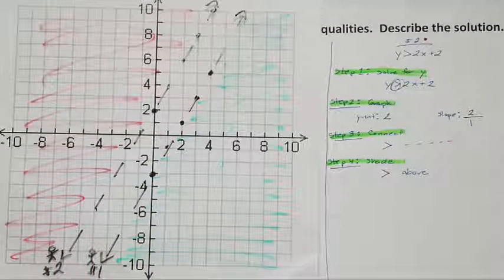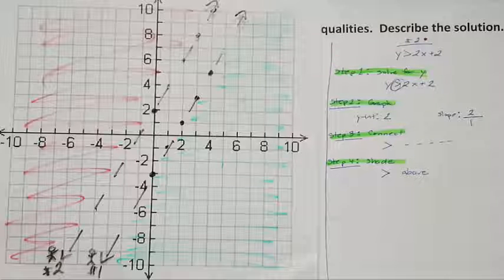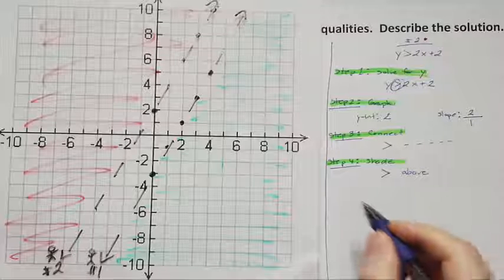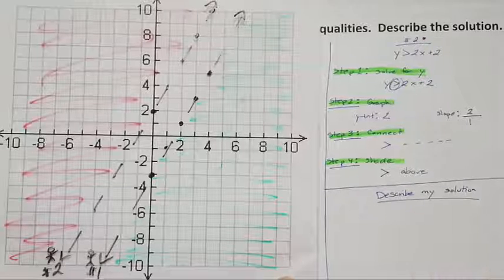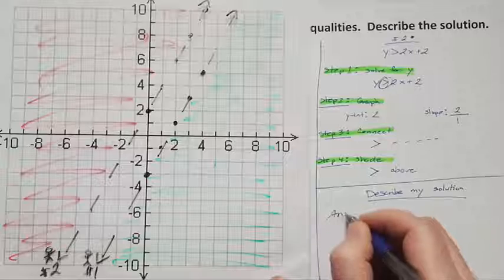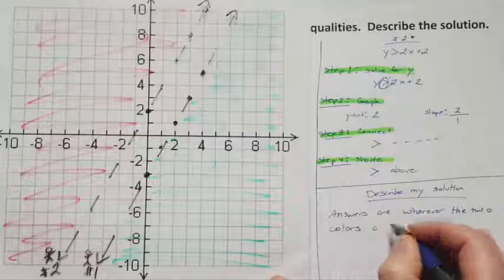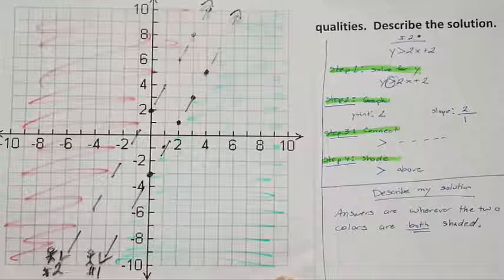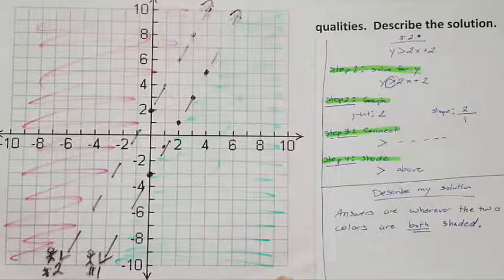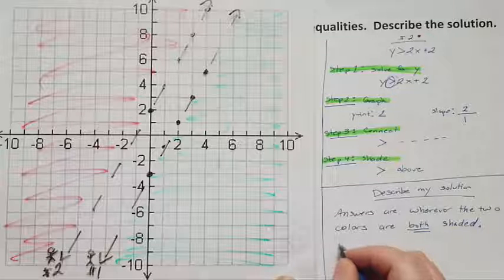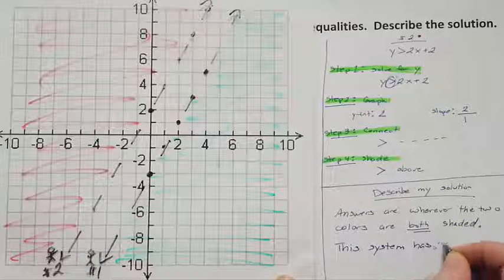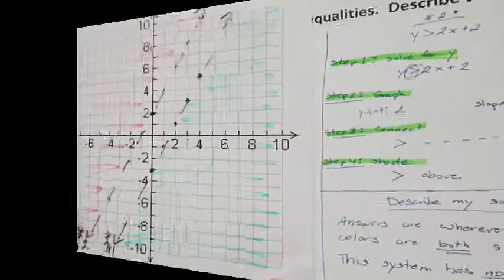So now we got to look at our graph. They told us to describe our solution. So describing our solution, it's wherever the two colors meet. So splitting down here, I'm supposed to now describe my solution. Your answer is wherever the two colors meet. So I'm looking, where are both of my colors shaded? There's no way where both of my colors shaded. I have green on the right and I have red on the left. They never shade together, which means we will not have a solution. So this system has no solution. And that's your answer, you're done.